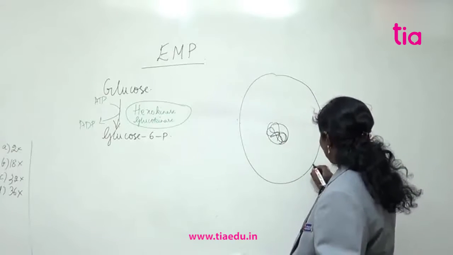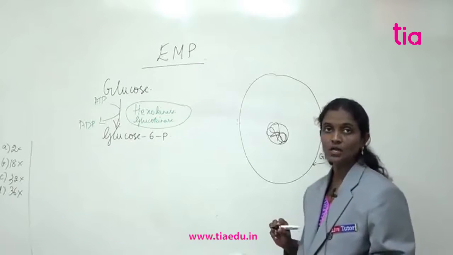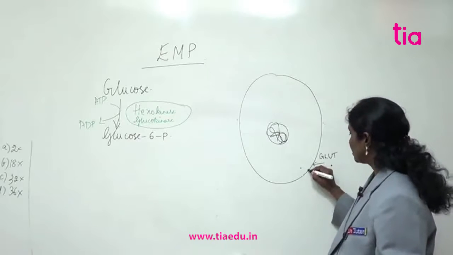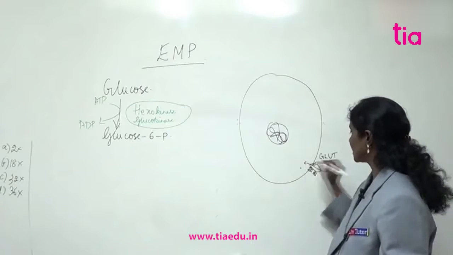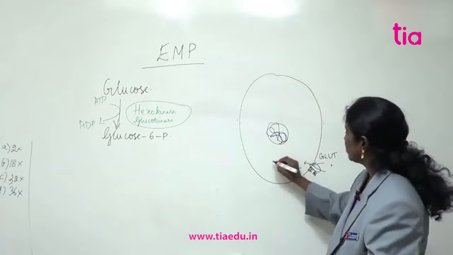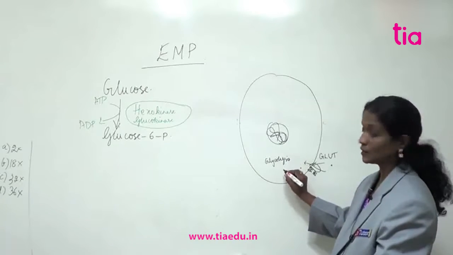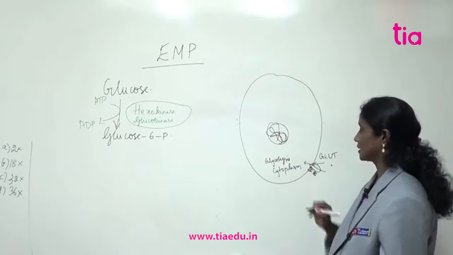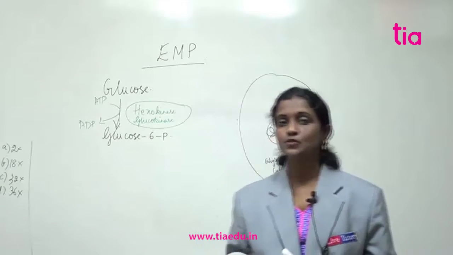Okay, so here is the plasma membrane, which has GLUT, that is glucose transporters, which will transport the glucose from outside to inside. They are all just bilayer structures, and in the bilayer we have a membrane protein which transports the glucose from outside to inside. Glycolysis takes place in the cytoplasm. I repeat, glycolysis takes place in the cytoplasm, in the cytosol only.